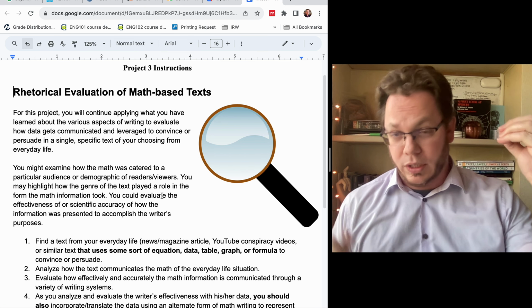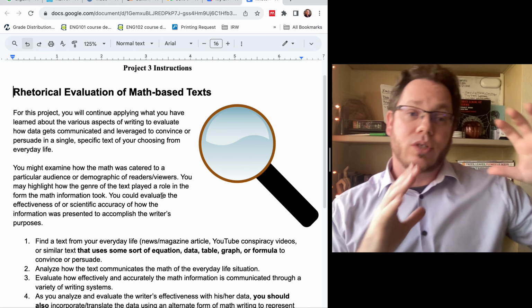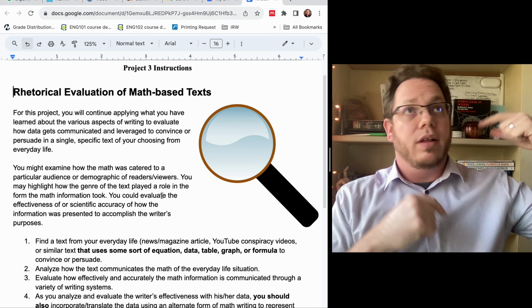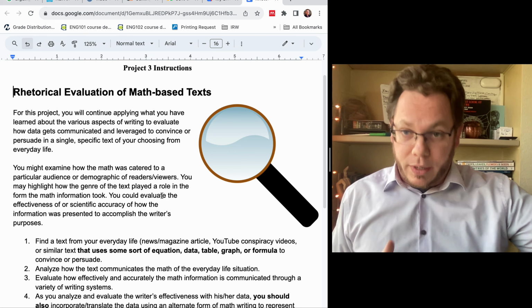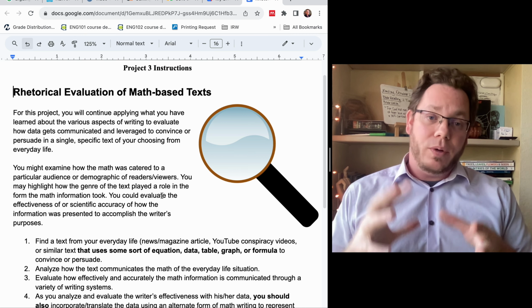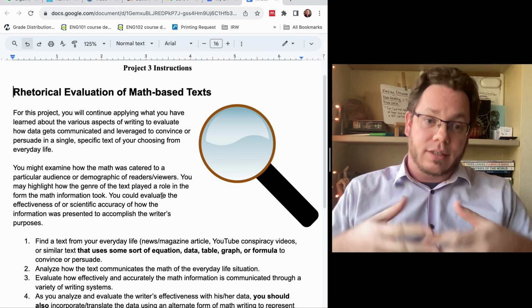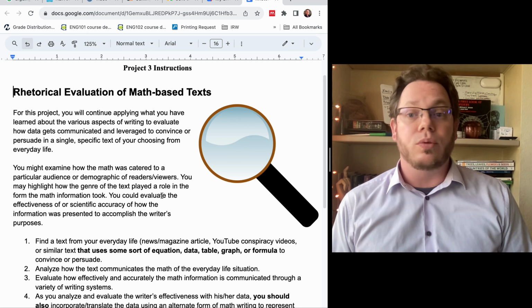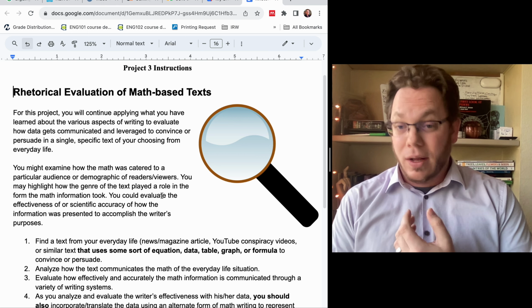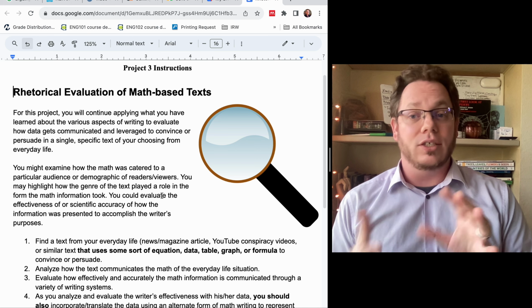So that's the difference between a general evaluation and using rhetoric, or using the lenses of writing and the aspects of writing as a lens for that evaluation, right? So we want to think about how the creator of the text is crafting that text and the argument itself to make their point. So it's not about the content, it's about how the content is shaped.